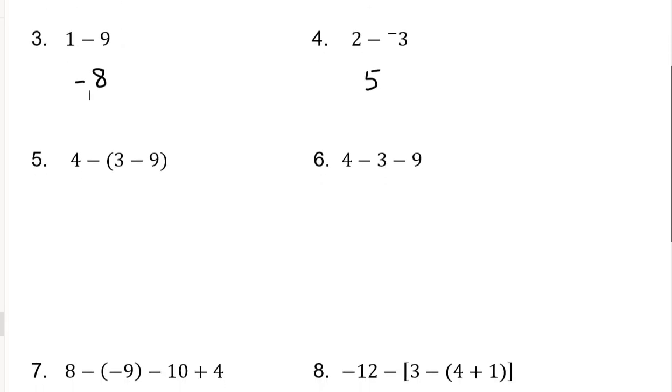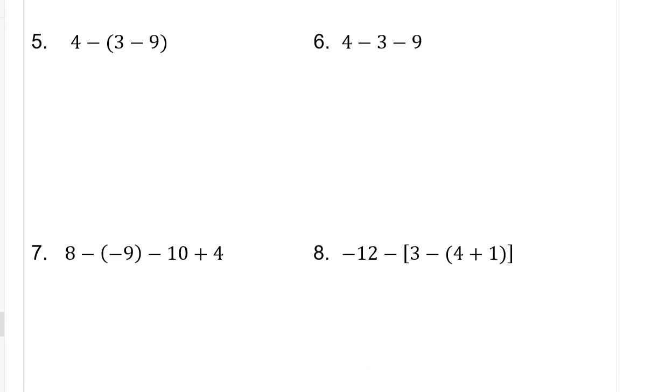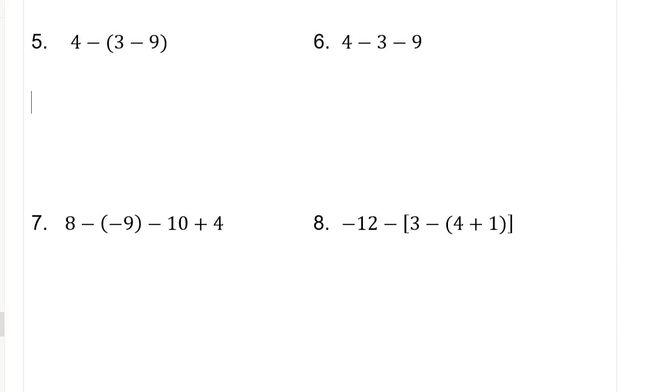All right, in these next few problems here, we are going to be using order of operations. So problem number 5, I'm going to start by doing what is inside my parentheses. So I'm going to bring down the 4, bring down the minus sign, and what's inside my parentheses is 3 minus 9. Now I can change that to plus a negative 9. So I have 3 plus negative 9, which is negative 6. So now I have 4 minus negative 6. Remember, subtracting is the same thing as adding the opposite. So subtracting a negative is the same thing as adding a positive, and that will give me 10 for my answer.